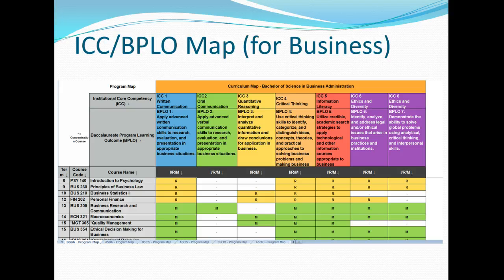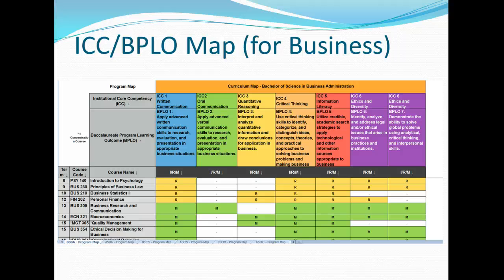This is an example of the business program learning outcome map. Right now it's only showing reinforced and mastered concepts. The ICCs, the institutional core competencies, are at the top, color-coded. Then the program learning outcomes come next, and they're also color-coded.